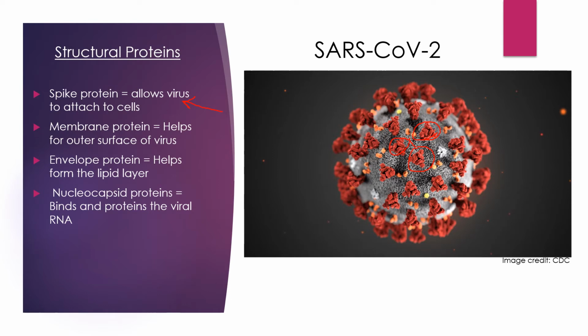Other structural proteins are the membrane protein, which helps to form the outer surface of the virus. You have an envelope protein, which helps form the lipid layer, called the envelope, around the virus. And then you have the nucleocapsid proteins, called N proteins. They bind the viral RNA.